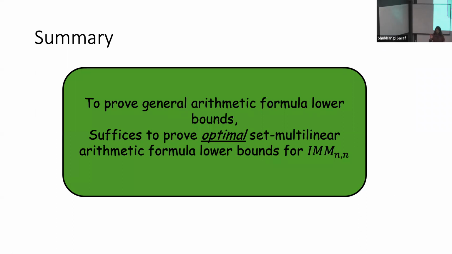So to prove general arithmetic formula lower bounds, it suffices to prove optimal set multilinear lower bounds for IMM n comma n. That's the summary. And lower bounds for the formula would be only of the low degree regime, right? You're saying even if I do IMM lower bounds in the high degree regime, what I'm implying, plugging through all these words, is a lower bound for a low degree polynomial, right? Yes, but a super polynomial. A super polynomial, yeah. So it doesn't matter if it's low. At that point, it's super polynomial no matter the degree, right? It's super polynomial in N.